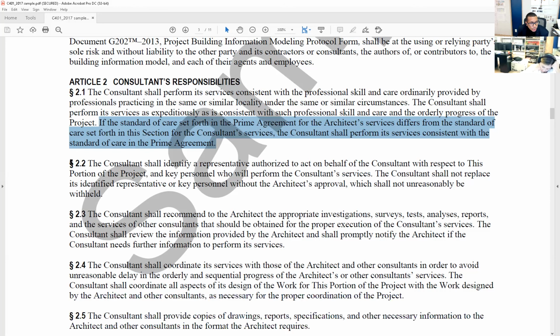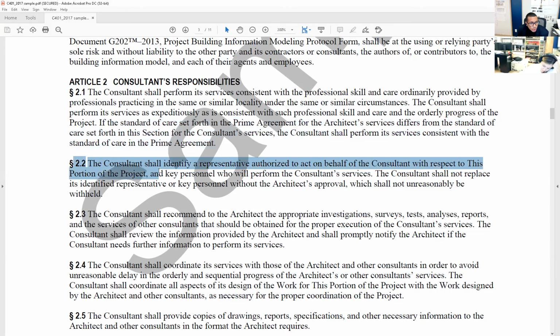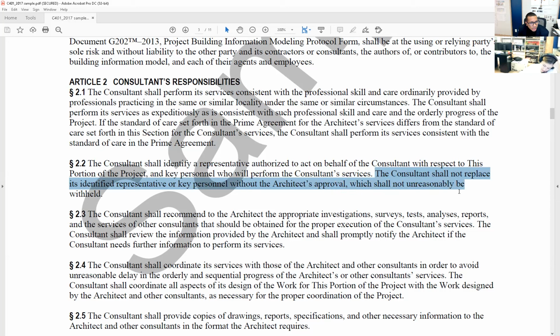So section 2.2, the consultant shall identify a representative authorized to act on behalf of the consultant with respect to this portion of the project and key personnel who will perform the consultant's services. The consultant shall not replace its identified representative or key personnel without the architect's approval, which shall not unreasonably be withheld.